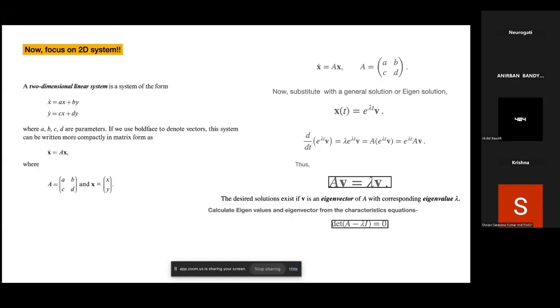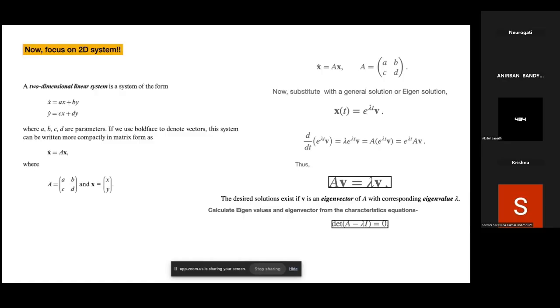People thought that the solution of this kind of linear system will be like eigen solutions, or the general solution of the system. So we can write it as e to the power lambda t times v. If we differentiate e to the power lambda t v, we get a much simpler form: Av is equal to lambda v. It looks like the characteristic equation of eigenvectors, where v is the eigenvector of A with the corresponding eigenvalue lambda. It's nothing but scaling the vector v when we multiply by A.